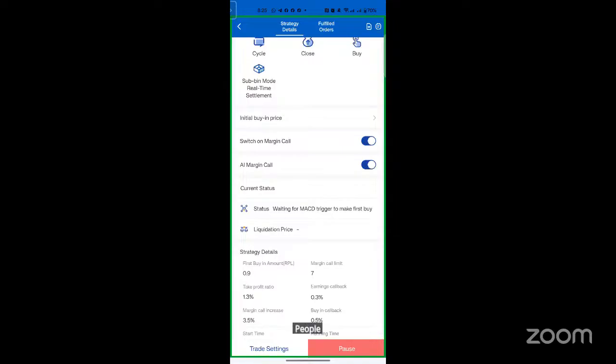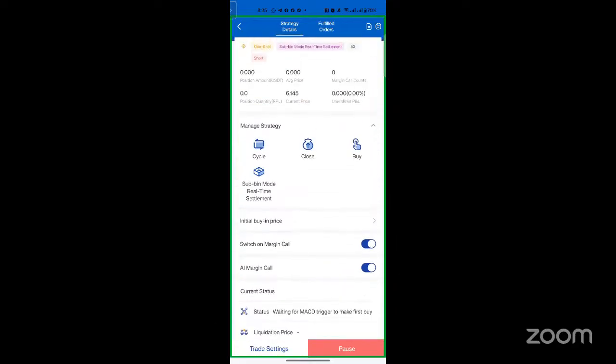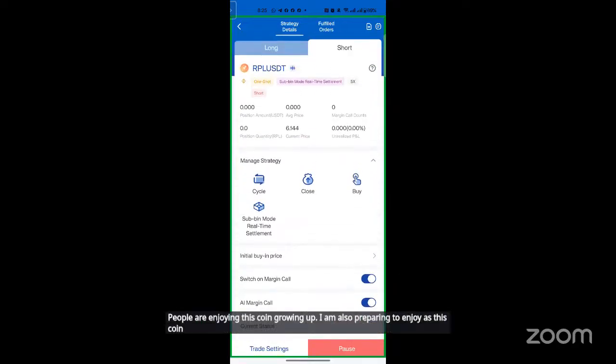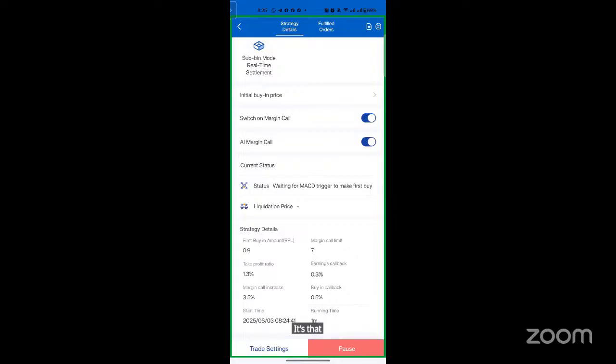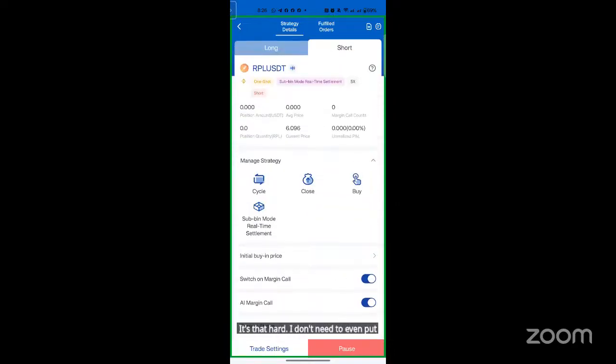People are enjoying this coin going up. I am also preparing to enjoy as this coin is going down. Is that hard? Let me know. Does that need a special skill? I'm just asking. Is that hard? I don't need to even put a lot of money.